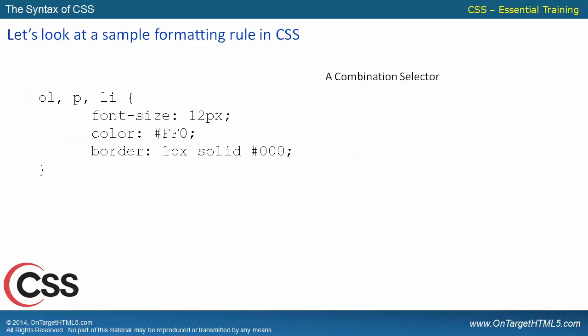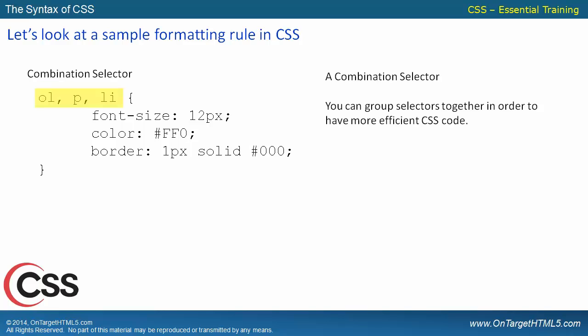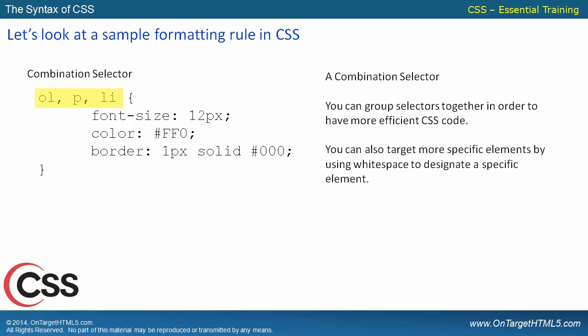We can also have a combination selector. A combination selector consists of more than one particular element. You can group selectors together in order to have more efficient CSS code. So in other words, in this particular example, I'm looking at an ordered list, a paragraph, and a list element. And I'm formatting those three, or styling those three elements with the same styles.